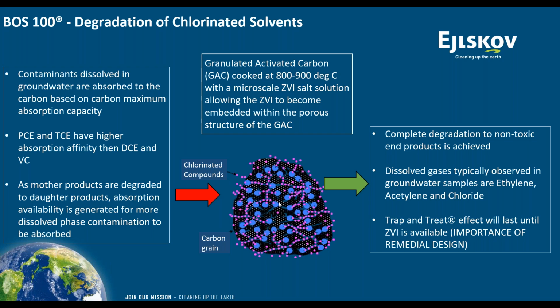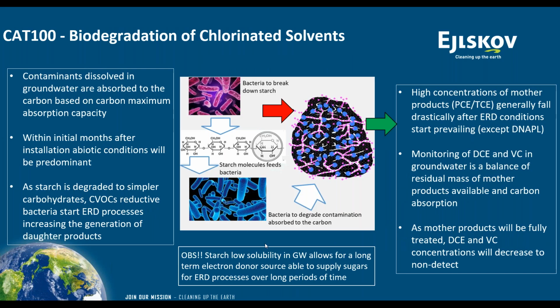And that is the importance of conducting the RDC, meaning that we don't want to run out of ZVI. Else what will happen is that you are left only with granulated activated carbon, which will have an absorption capacity up to a certain point, but will not allow any ongoing degradation. So to fight this issue, at this site where we had DNAPL concentrations in soil and groundwater, the upgrade of the BOS 100 technology was introduced for the full-scale treatment, and this is CAT 100.